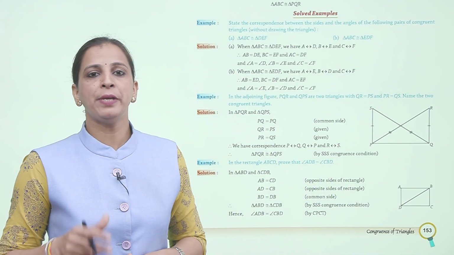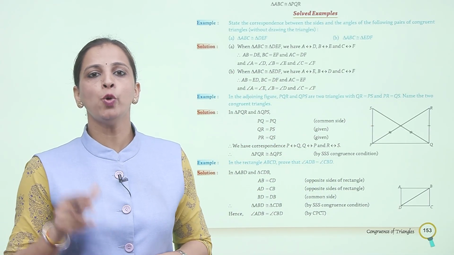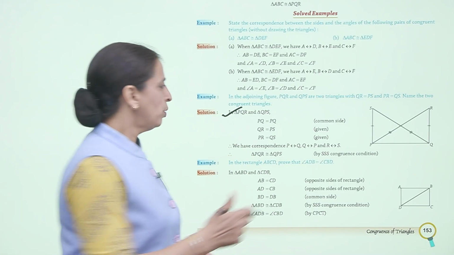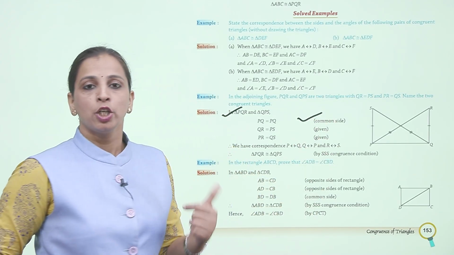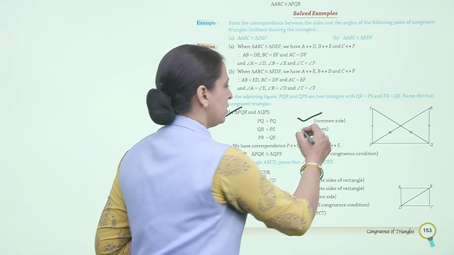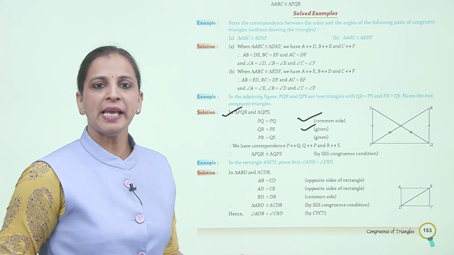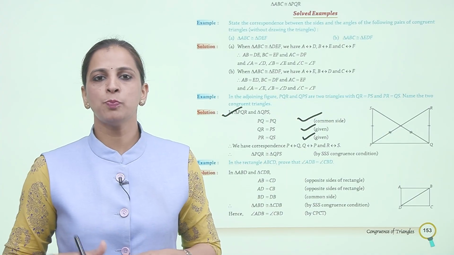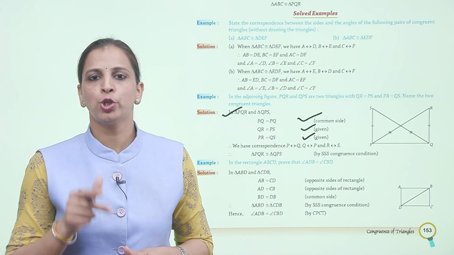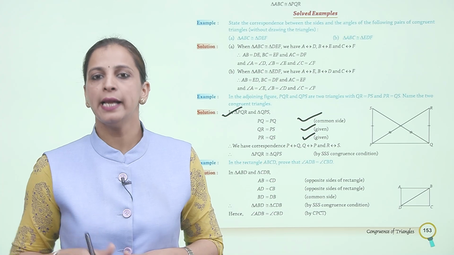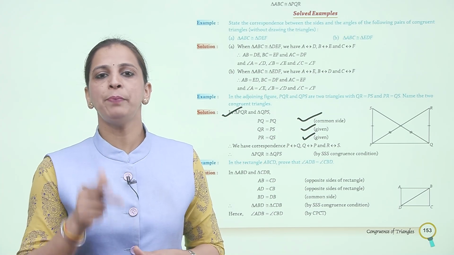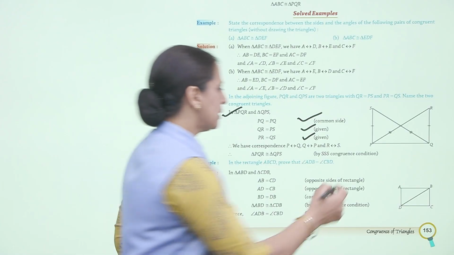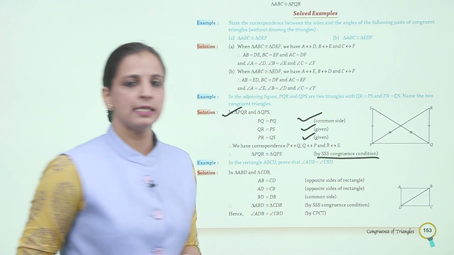In triangle PQR and triangle QPS, PQ is equal to PQ, common side. QR is equal to PS, equal is given. PR is equal to QS, this is also given. We have correspondence P over Q, Q over P and R over S. So triangle PQR is congruent to triangle QPS by side side side congruence condition.